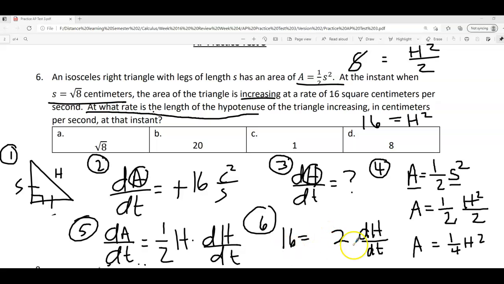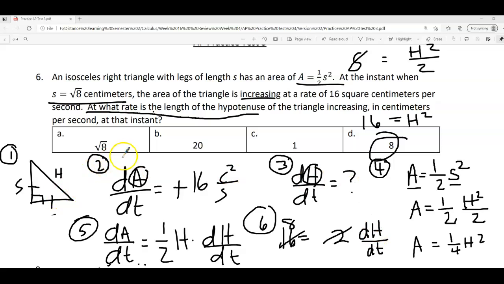And then divide both sides by 2. And let's see what we get. If I divide both sides by 2, I'm going to end up getting 8. So my final answer there will be 8. So if I divide 16 by 2, I get 8. So dh/dt is equal to 8.